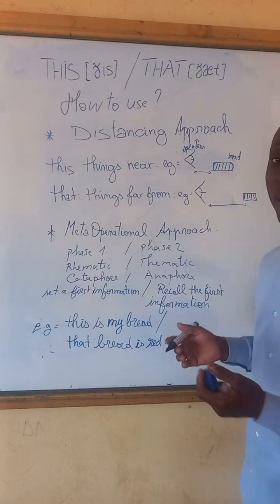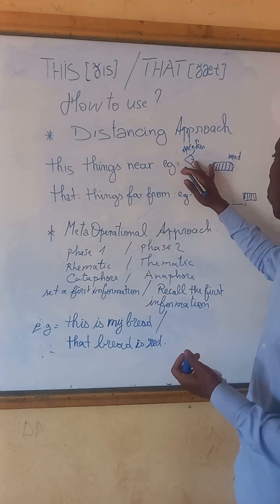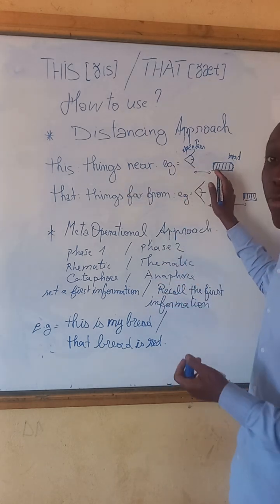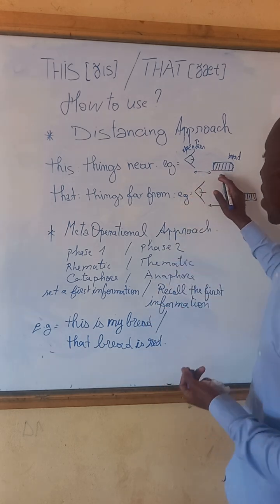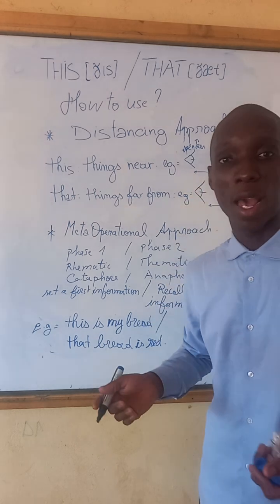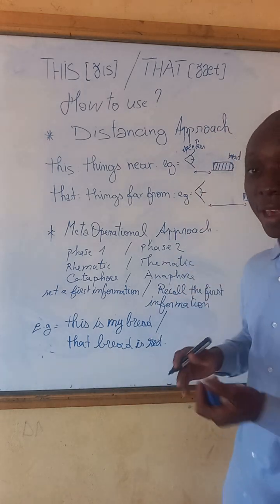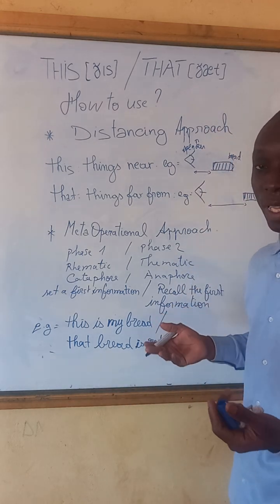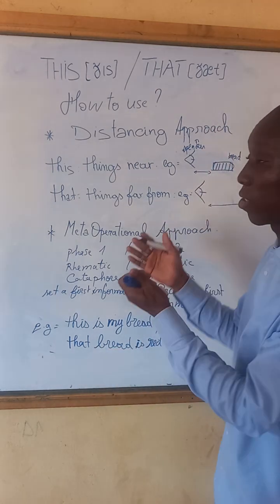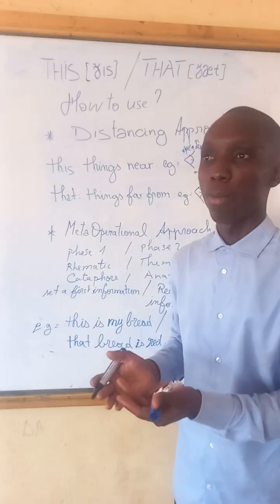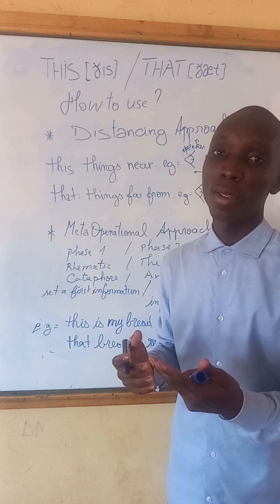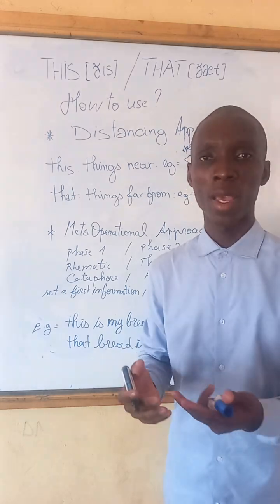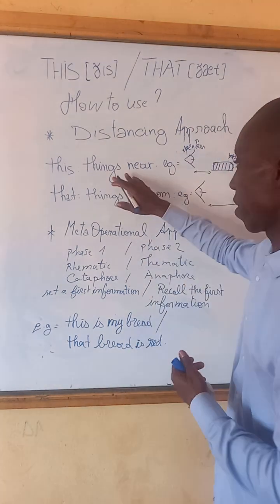So you would say, this is my bread. For example, this is my bread. Or this is the bread of Julia. Or this is the bread of Catherine. Good. That sounds good. And this is the traditional approach most of the time we use. And this is the way we understand the use of this.